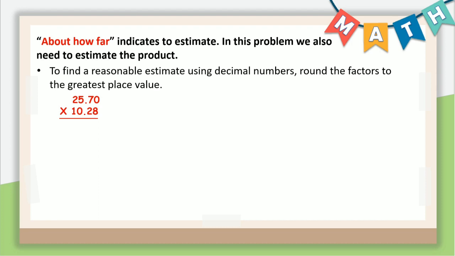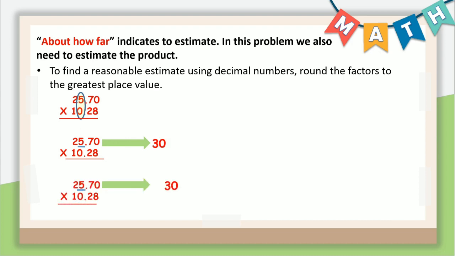In our problem, we have 25 and 70 hundredths and 10 and 28 hundredths as the given numbers. In this case, we have to take a look at the ones place in order for us to get the greatest rounded value of the given numbers. Let's look at the first given number, 25 and 70 hundredths. Its ones place value is 5. Then, we are going to round up and say that 25 and 70 hundredths is closer to 30.